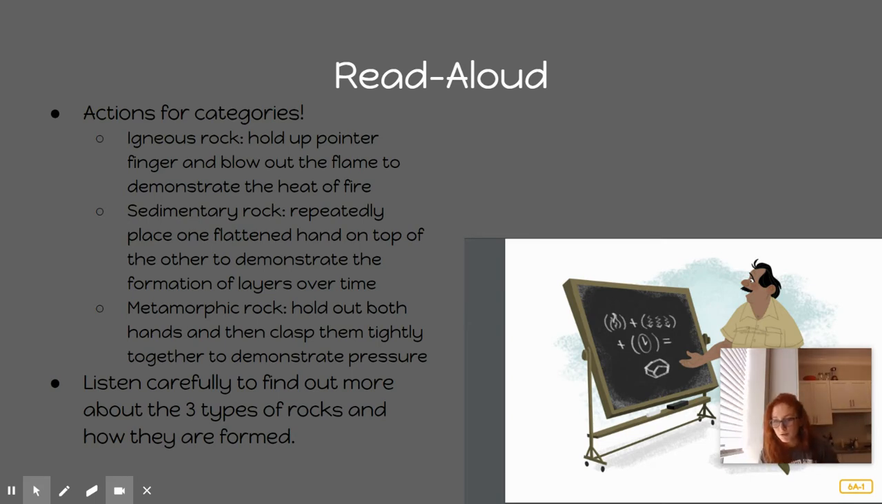And if you hear metamorphic rock, I want you to go. Okay, and you can do the same thing for heat, pressure, and time. So if you hear heat, if you hear pressure, and if you hear time.